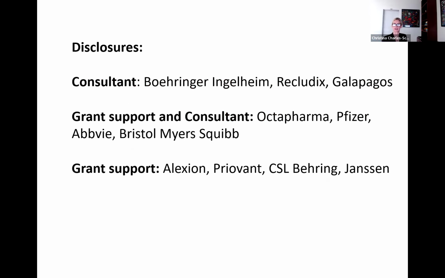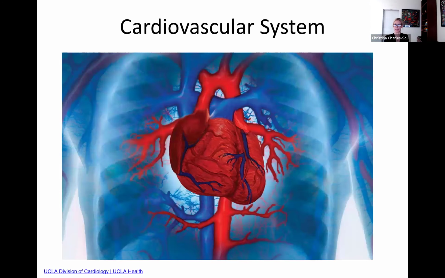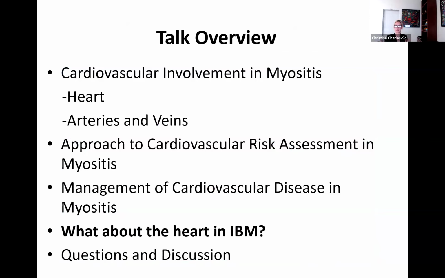I retitled this cardiovascular disease. Disclosures here, as always. The cardiovascular system includes the heart, but it also includes vessels, which are very important when we're talking about heart disease, right? So the arteries in the red here, the veins in the blue, the superior and inferior vena cava and the aorta, and then the vessels that are in the heart muscle itself. So we're going to talk about everything. Again, overview: we'll start with the overall involvement of the heart, the arteries, and the veins, approach to risk assessment, management of disease, and then in the second half, what about specific data in IBM?